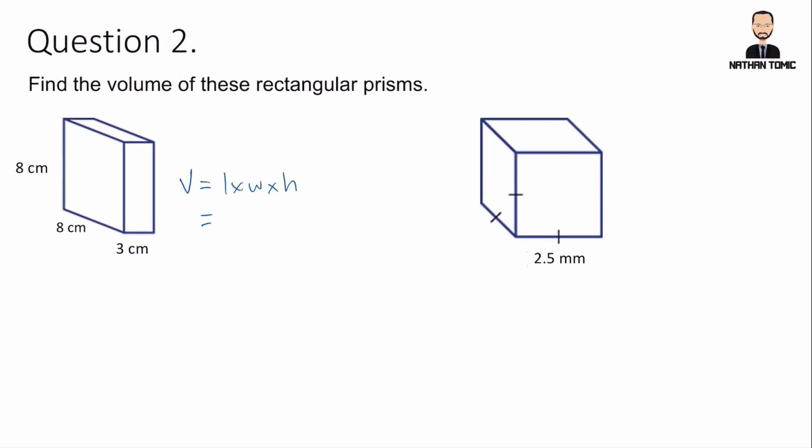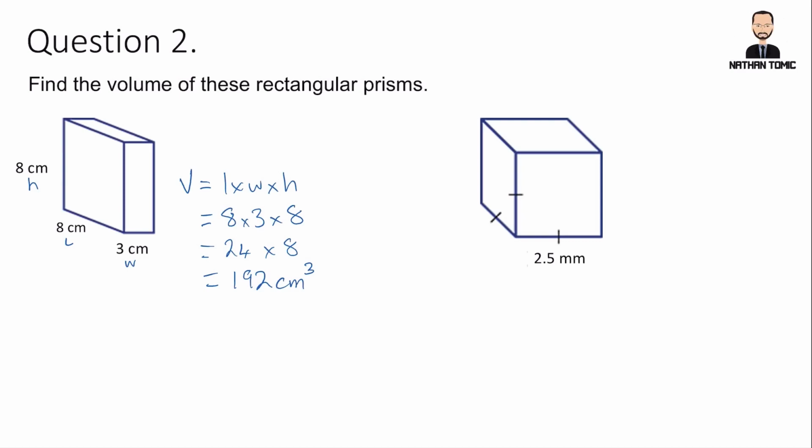So in this case, let's say this is the length, this is the width, and this is the height. Again, it's a good idea to label them on your diagram if they're not already labeled. So we're going to have 8 times 3 times 8. So let's do the math. So 8 times 3 is 24, still times 8, and that is equal to 192. Again, centimeters is the unit of measurement, and it is cubed.